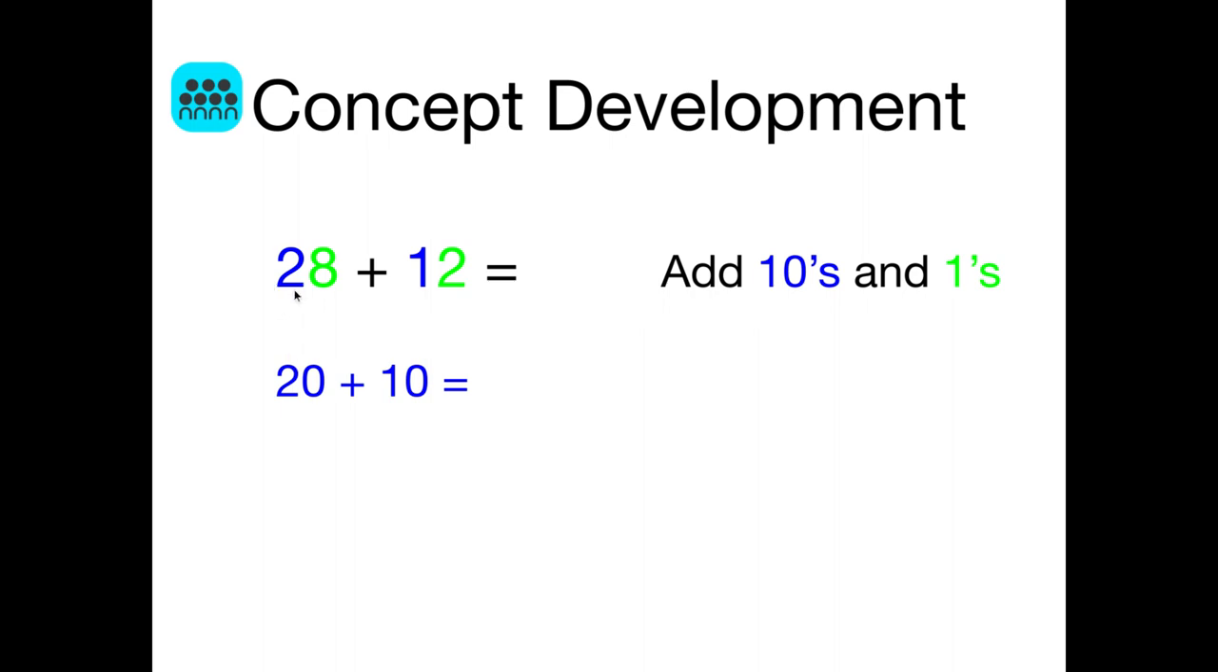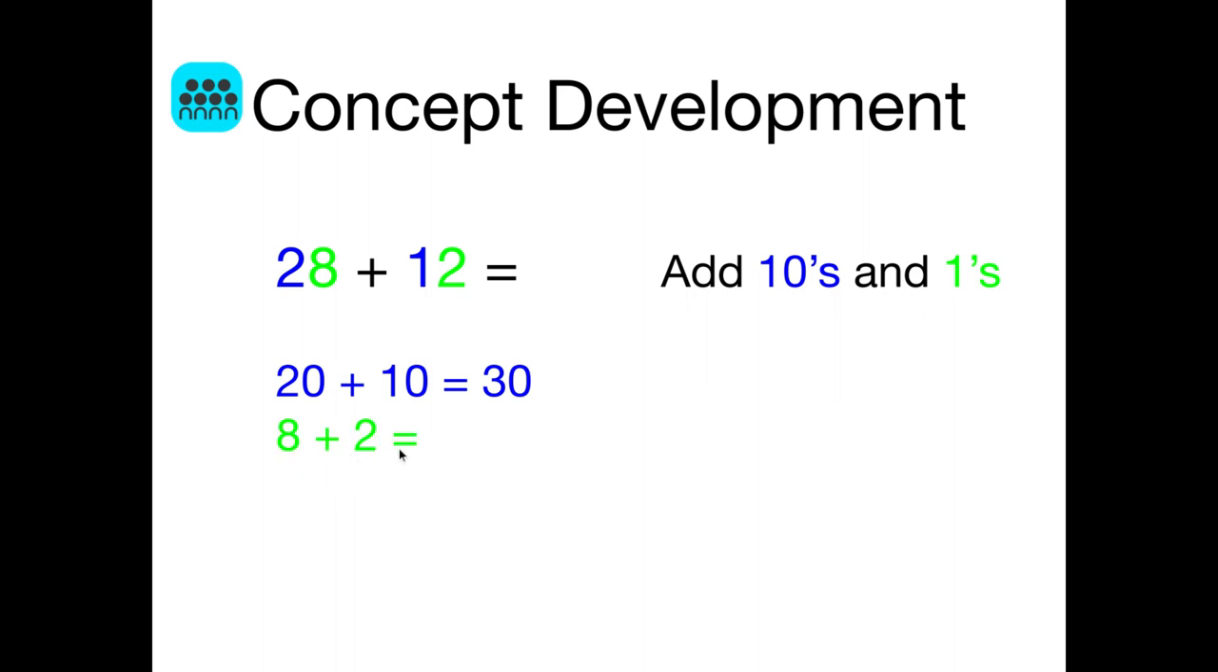Let's look at our next problem. 28 plus 12. For this one, let's use the strategy where we add the tens together and the ones together. So first, I'm going to take the tens from each number. I have 2 tens in the number 28 and 1 ten in the number 12. So 2 tens plus 1 ten. What's 20 plus 10? Great, 30. Now we have to go back and look at our ones.